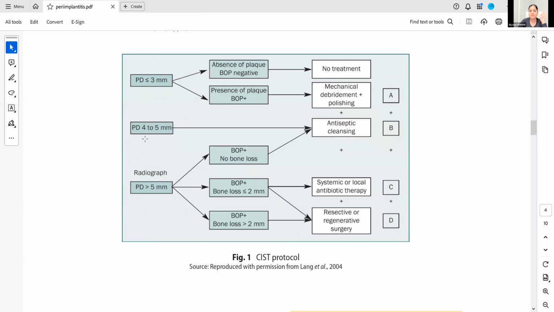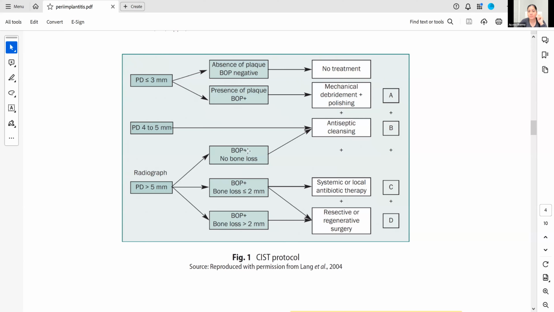When the probing depth is in the gray zone, which is 4 to 5 mm, not enough to categorize as peri-implantitis, and also a progression of peri-implant mucositis, again, that will include your antiseptic cleansing. If there is no bone loss, again, mechanical debridement. When the probing depths go more than 5 mm, that's when you know the surgical intervention has to be considered.